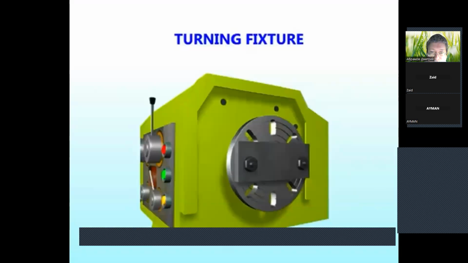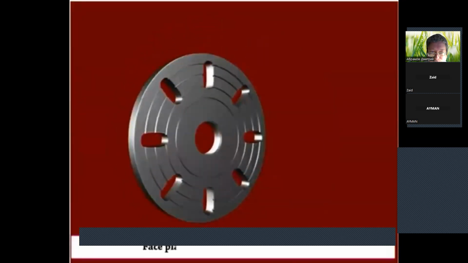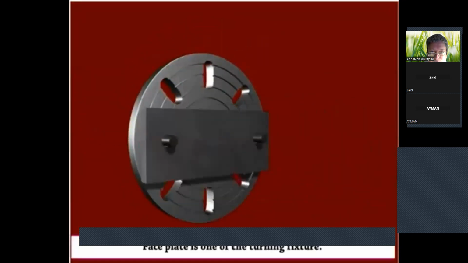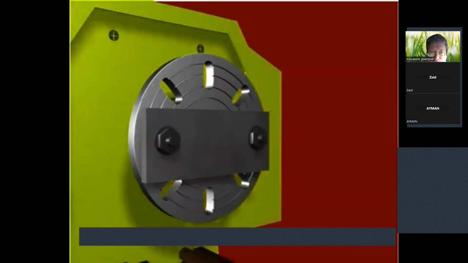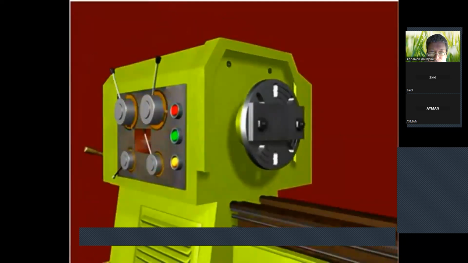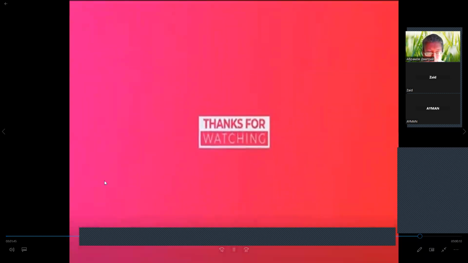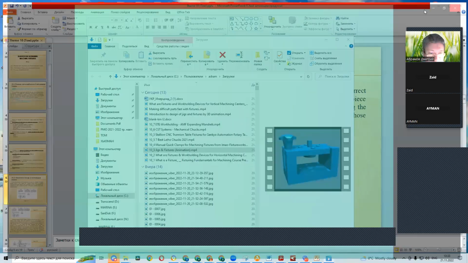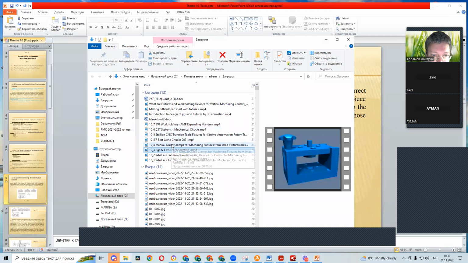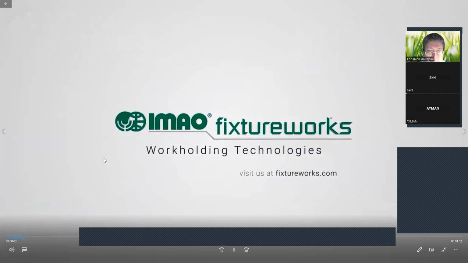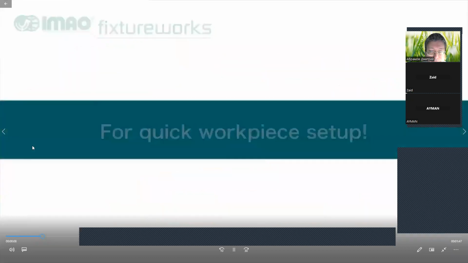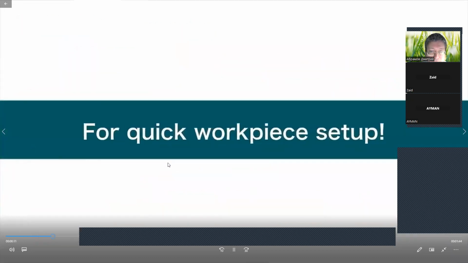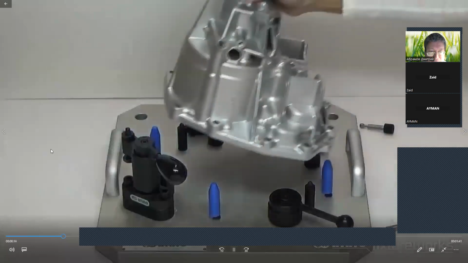Turning fixture. Face plate is one of the turning fixtures. Let us see the 3D model of the face plate and its purpose. And one more video. For quick workpiece setup, we use fixtures.